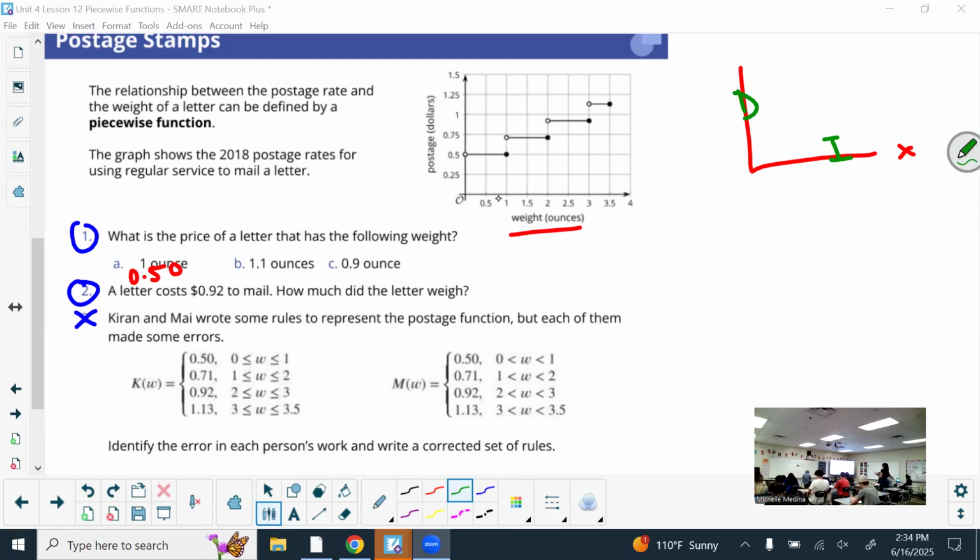But the 1 is tricky because this is what you see. See an open circle and a closed circle. Think about when you bubble in an answer on a test, you're saying that that's part of the solution.